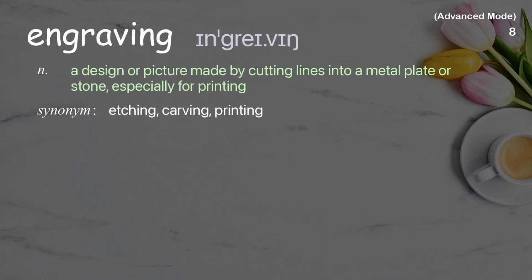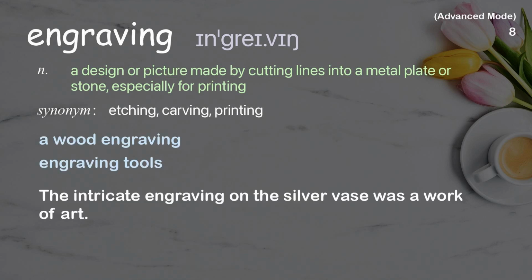Engraving. A design or picture made by cutting lines into a metal plate or stone, especially for printing. Examples. A wood engraving. Engraving tools. The intricate engraving on the silver vase was a work of art.